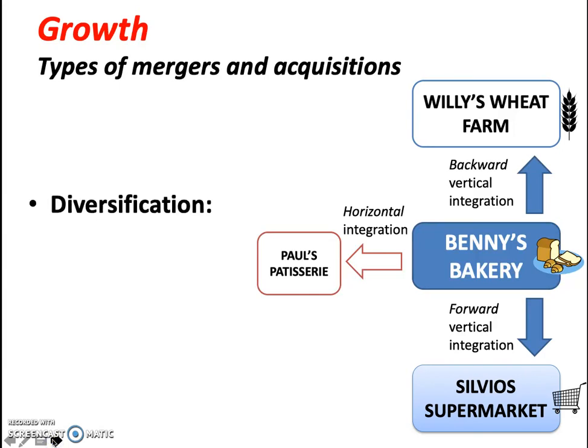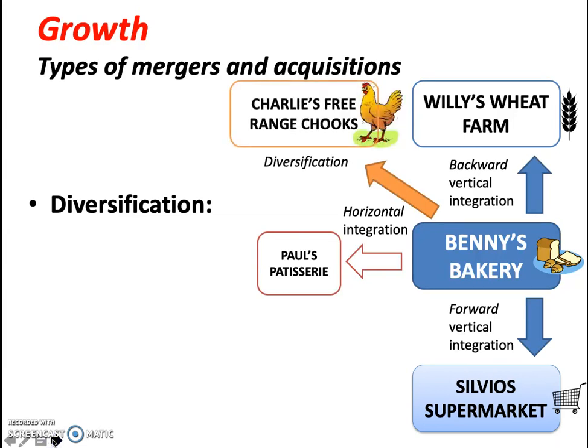There's also what is diversification. Now, those of you who are finance-minded or finance-related in shares, diversification is diversifying your risk. So in other words, he will go to Charlie's Free Range Chooks and buy that. Now that business has little to do with Willie's Wheat Farm, Benny's Bakery, or Paul's Patisserie. You could argue that they use a fair few eggs in maybe making bread or making pastries, and he could somewhat sell them in Silvio's supermarket. But in reality, it is a business that has very little link to this.